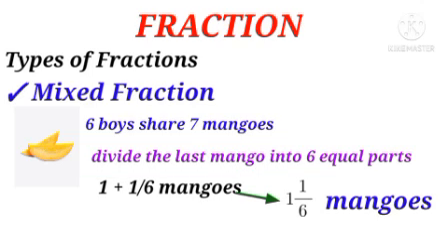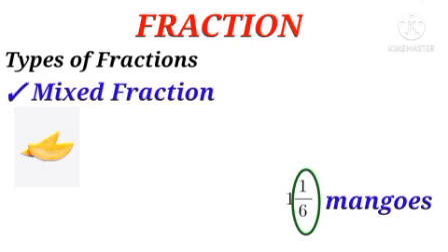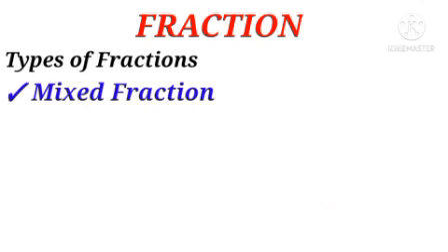So you can see that it is 1, which is a whole number, and 1 over 6, which is a fraction. What kind of fraction? A proper fraction, because the numerator is smaller than the denominator. So a number that combines a whole number and a fraction together is called a mixed fraction. Sometimes it's also called a mixed number.